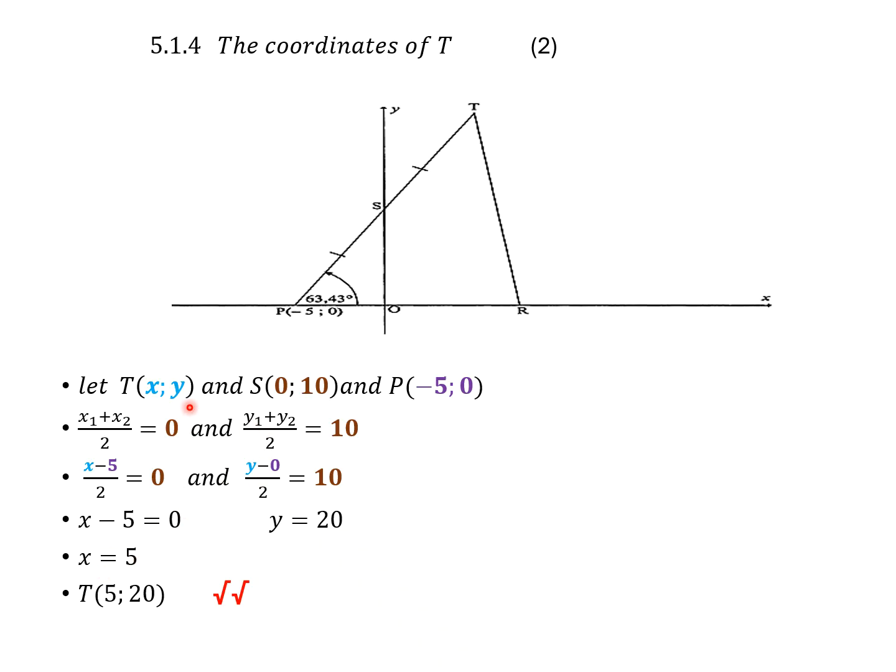There, y minus 0 over 2 equals 10. 10 times 2 gives me 20. Y minus 0 stays y, so y equals 20. Therefore, the coordinates of T is 5 and 20.